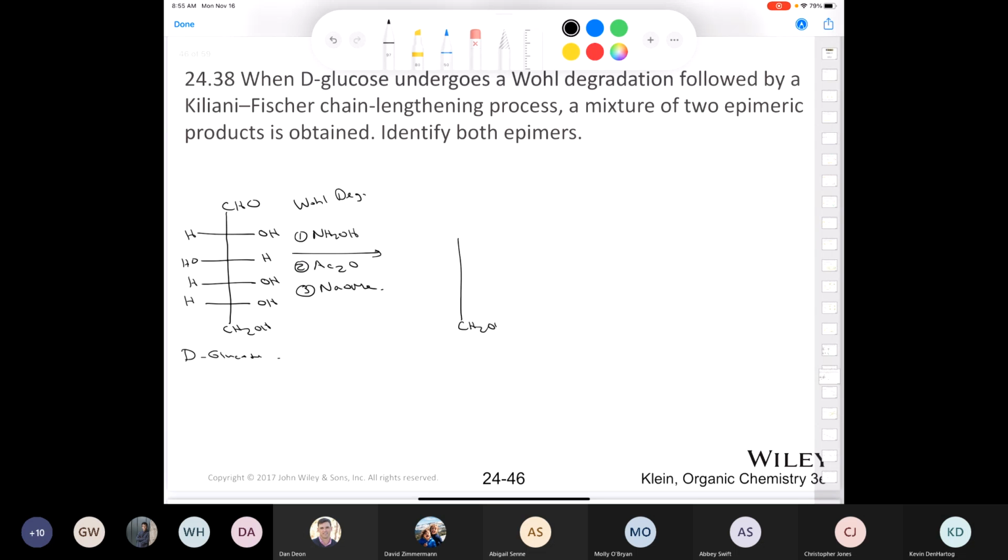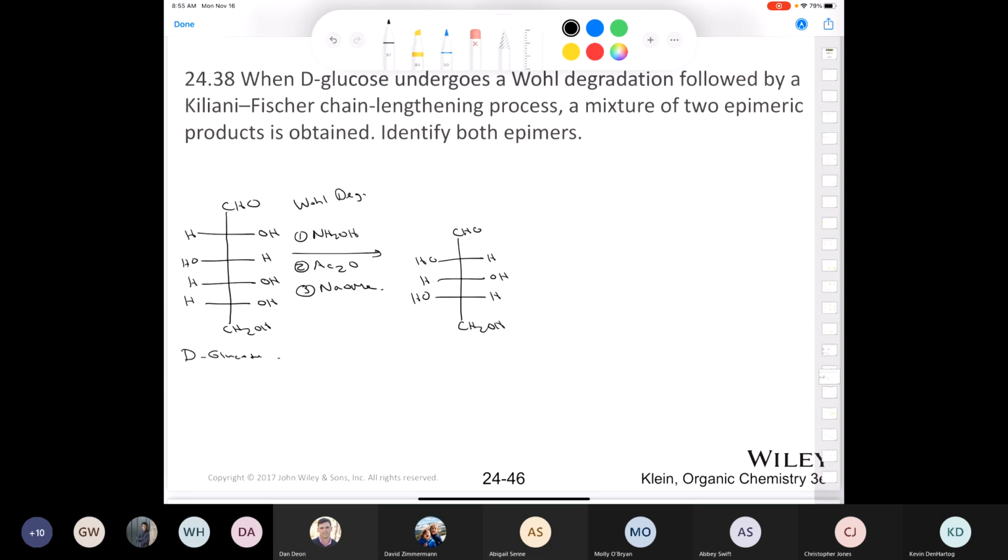So we'll draw that out. So we have CH2OH. We have 1, 2, 3. Okay. And then we're going to have this guy. Looks like this. Okay, so we did the degradation, right? We lost the chiral center.